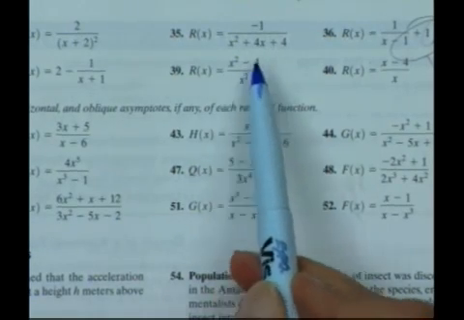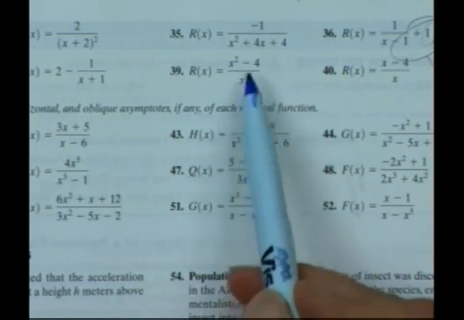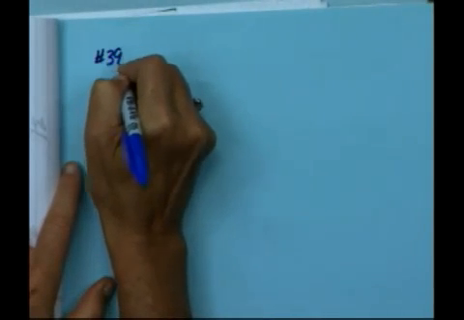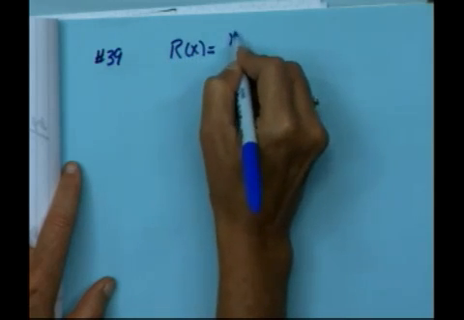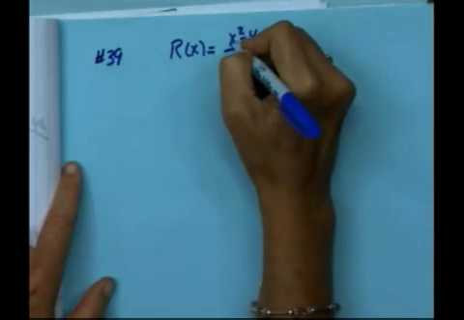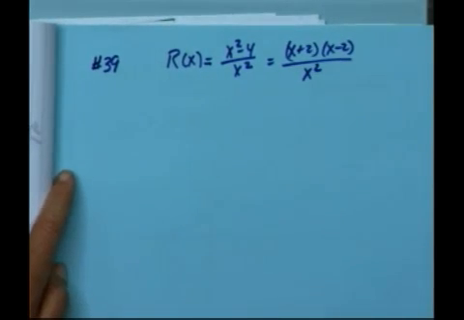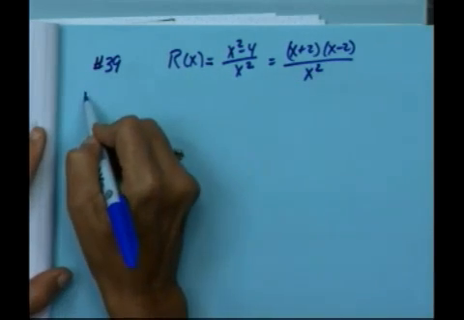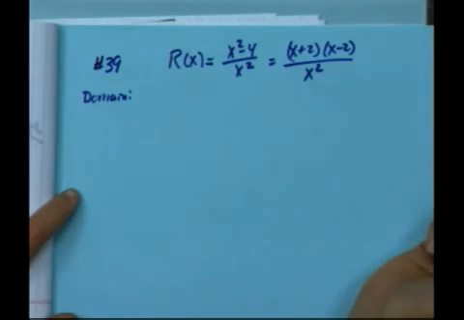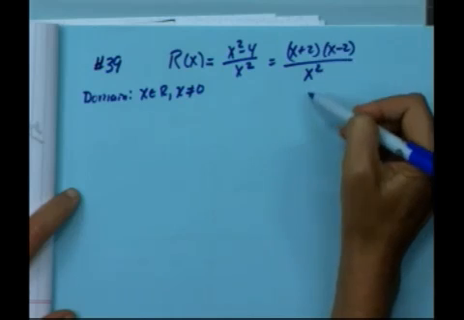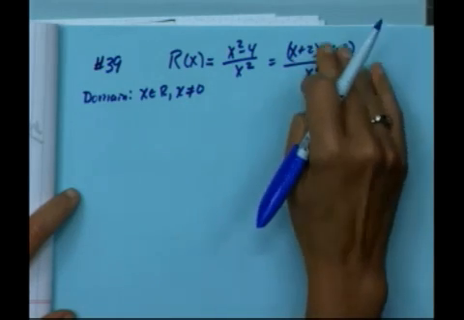Now, there's not a common factor in the numerator and in the denominator, right? So let's just analyze this graph. R of x equals x squared minus 4 over x squared, and we could factor it as x plus 2, x minus 2 over x squared, whichever form works best. No common factors there. What is my domain for this function? All reals except for 0. X can never be equal to 0, because this is already reduced.